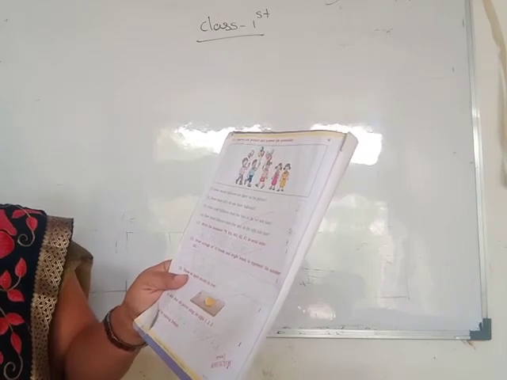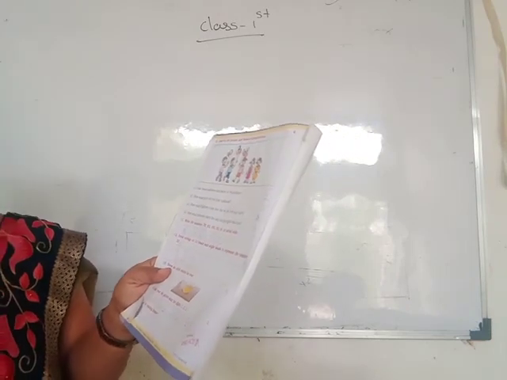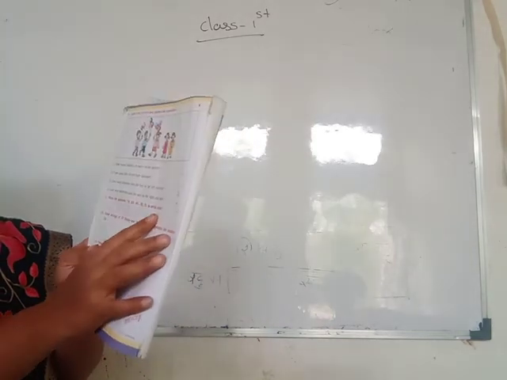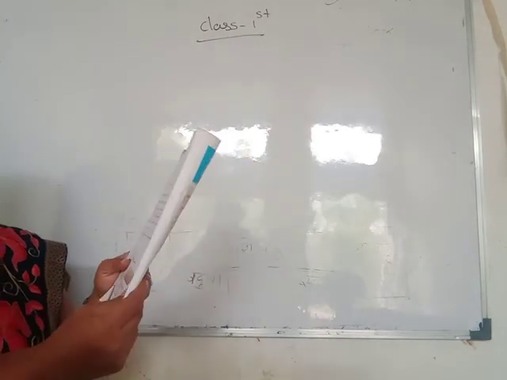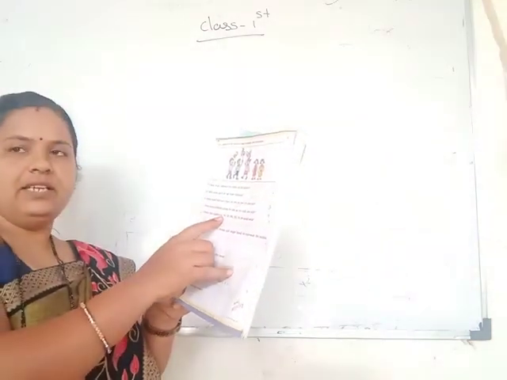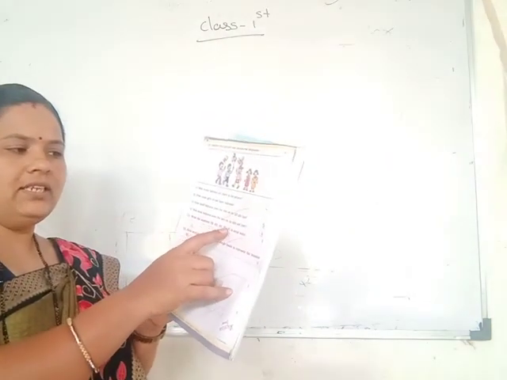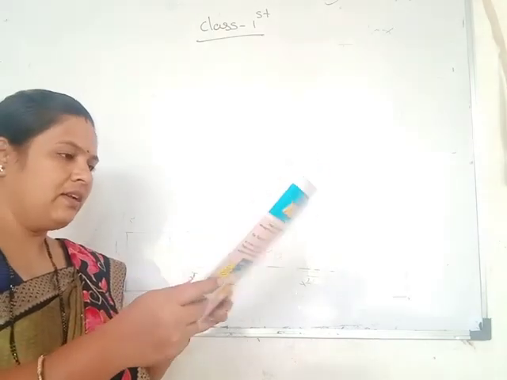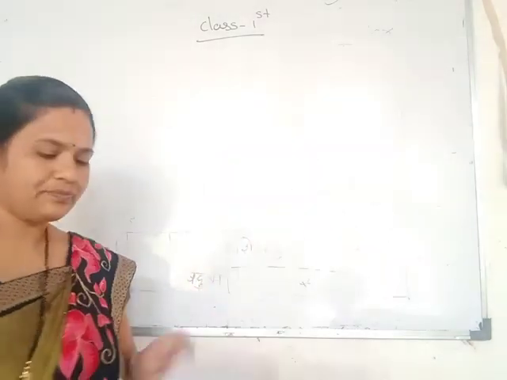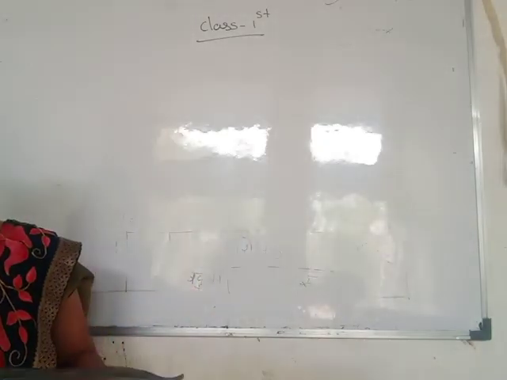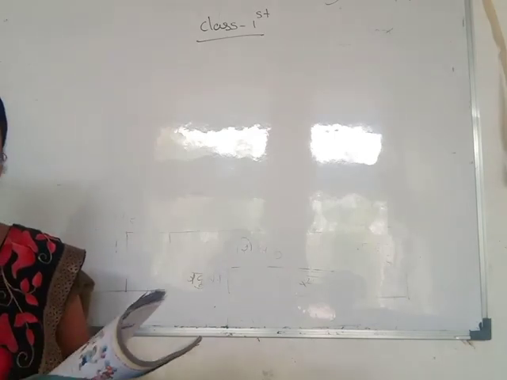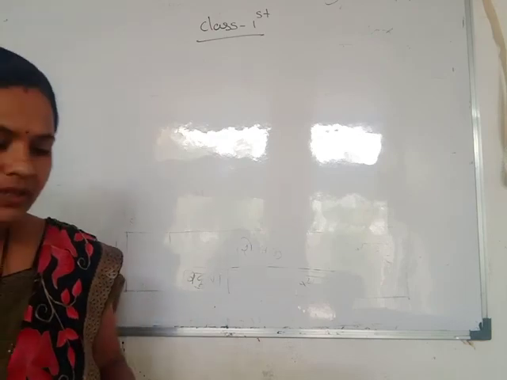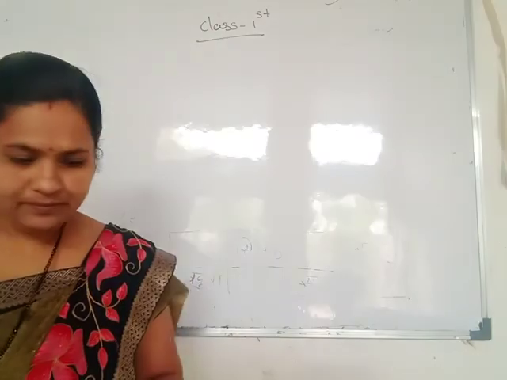Then write these numbers in serial order. 79, 83, 80, 82, 81. These numbers write in serial order. First one you write here 79, 80, 81, 82, and 83. Means here in this regular math textbook all chapters are completed.